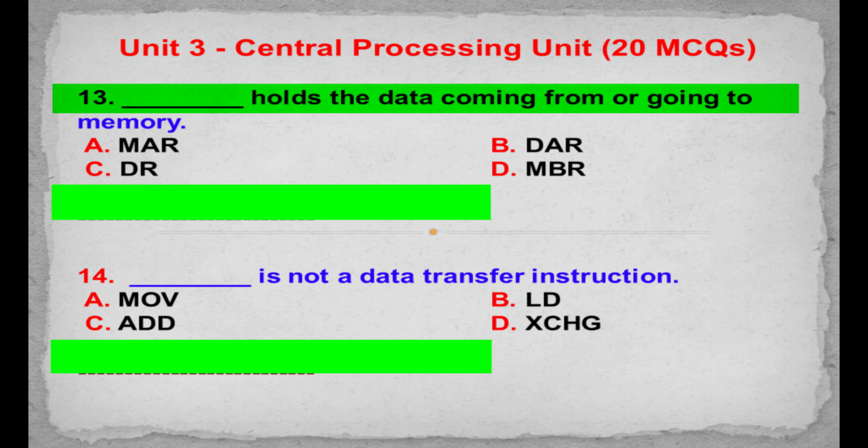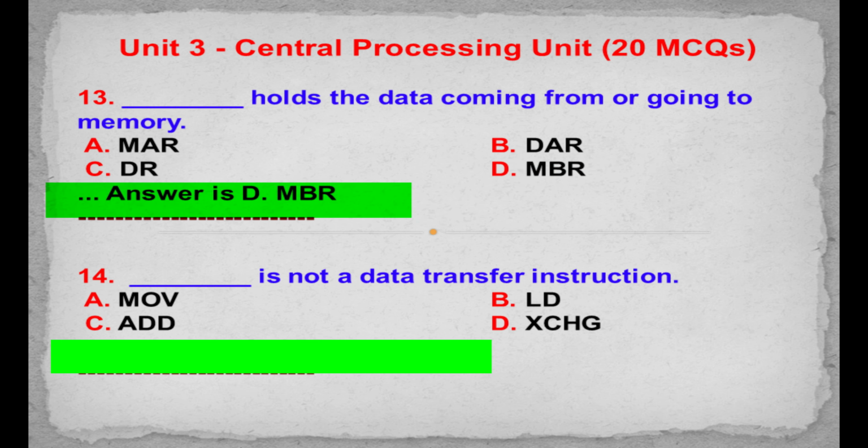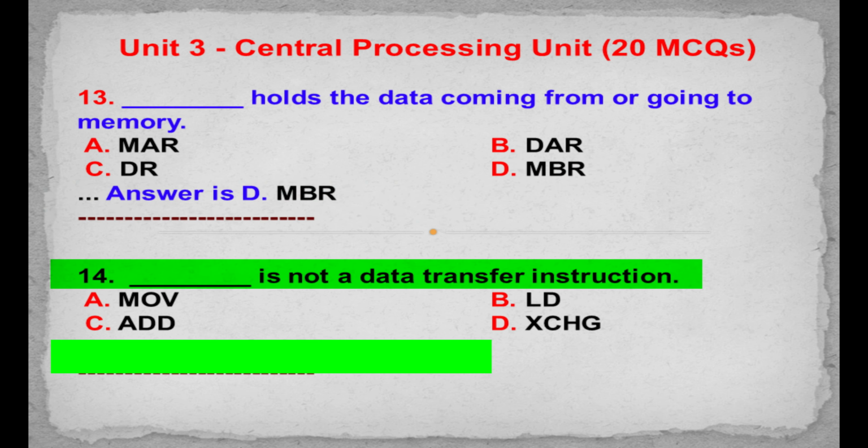MCQs number 13. Dash holds the data coming from or going to memory. Option A, MAR memory address register. Option B, DAR data address register. Option C, DR data register. Option D, MBR memory buffer register. Correct answer is Option D, MBR.